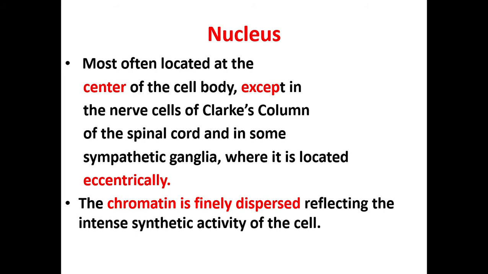So commonly, in the nerve cells in the body, the nucleus is located centrally. But there is an exception. In some nerve cells in the body, the nucleus is found at the edge or eccentrically located. So we have here the Clarke's column of the spinal cord, and some sympathetic ganglia in the body. The chromatin inside the nucleus is finely dispersed, reflecting the intense synthetic activity of the cell.